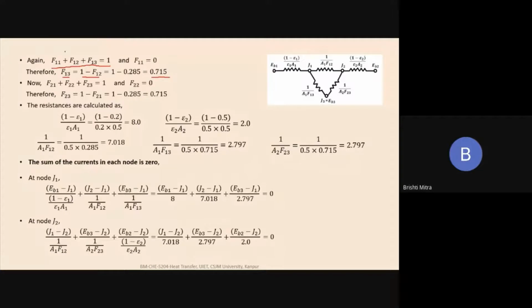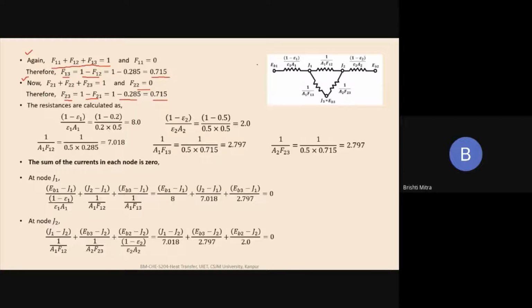This is when we are trying to do the summation rule for body 1. Now, if I do the summation rule for body 2, what I get is F21 plus F22 plus F23 is equal to 1. Just like body 1, whatever is coming out of plate 2 will fall either on plate 1 or on the walls of the room. So F22 is equal to 0. So F23 is equal to 1 minus F21 because F22 is equal to 0. So F21 we had found out is 0.285. That leaves that F23 is the same as F13, equal to 0.715.